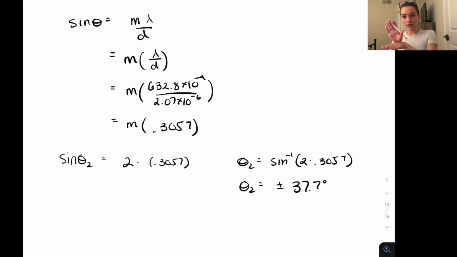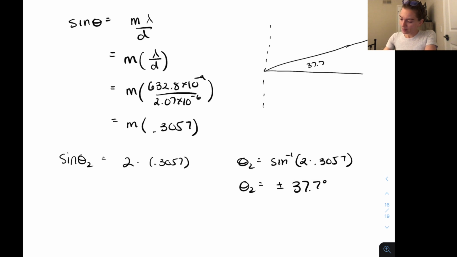Okay, so if you just measure from that central line and then take an angle of 37.7 degrees up, so you have an angle like this. And this is like our diffraction grating here. This is going to be our second bright spot. Now let's do m is equal to 3.